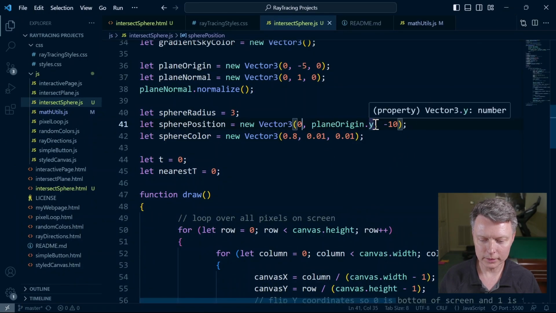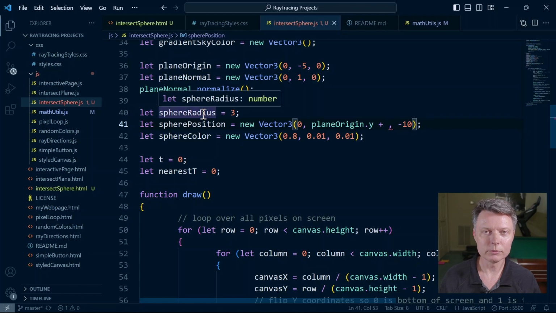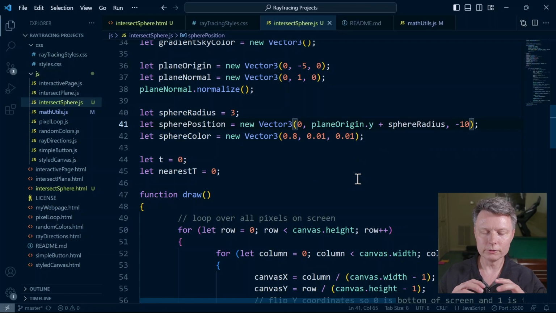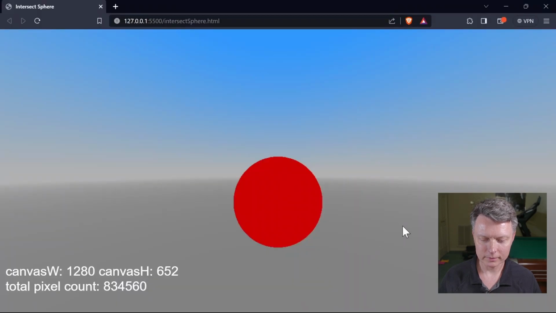and just say plane origin.y and then add the sphere radius itself. So now it'll go find the plane origin and put the sphere right there, but it'll be sticking into the ground. And then we move it up by the sphere radius, and then the bottom of the sphere will exactly touch the top of the plane. Let's go look at that. All right, cool. So now the red sphere is sitting exactly on the plane.